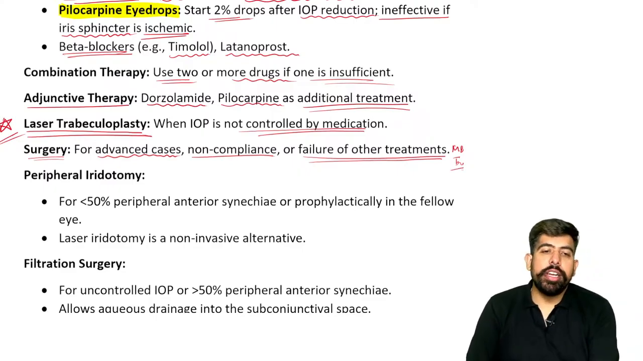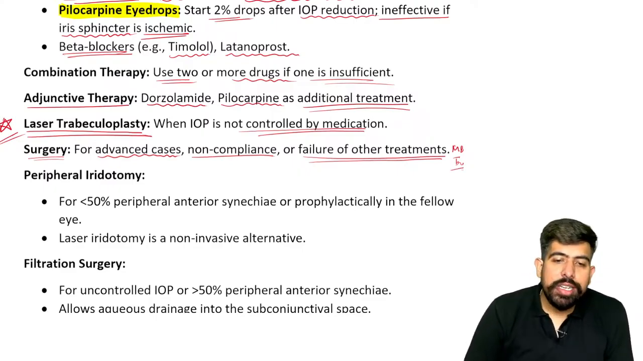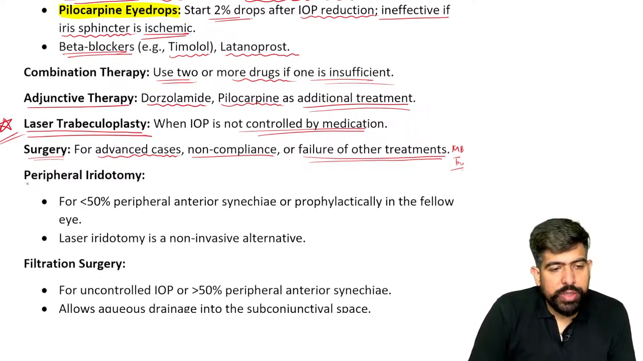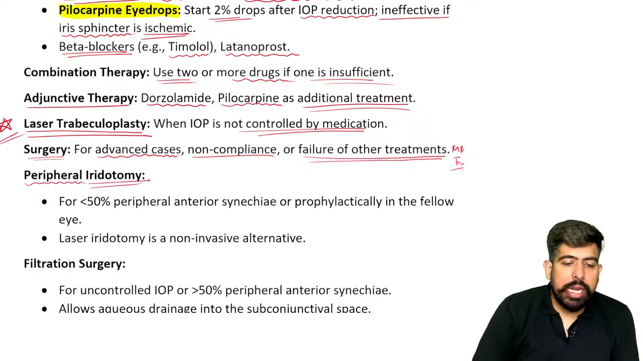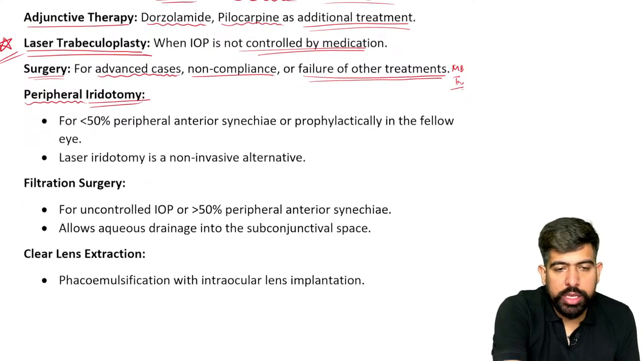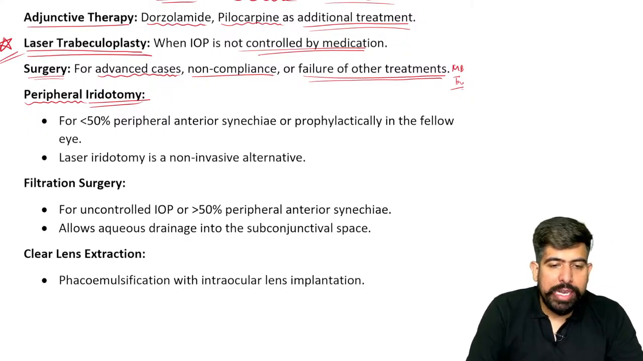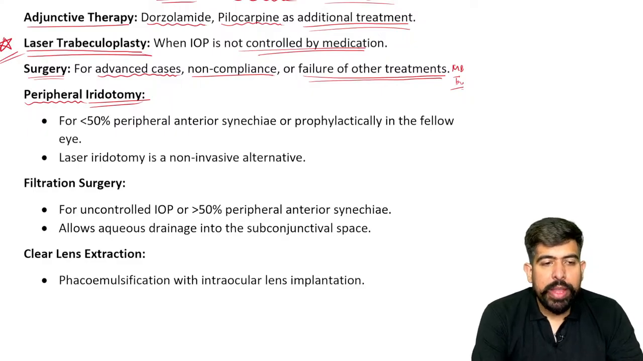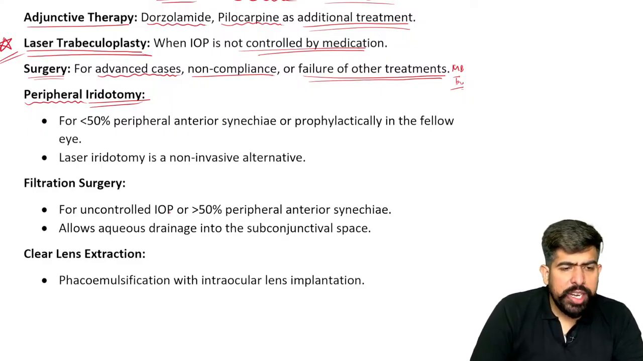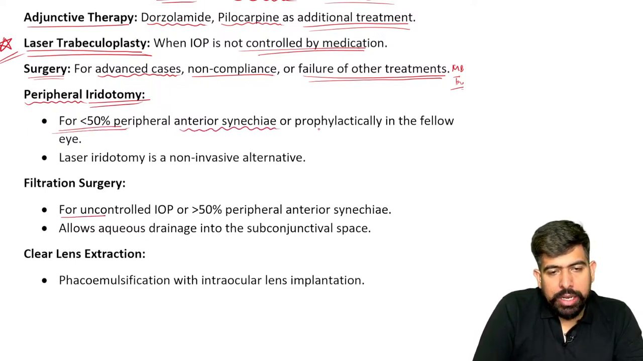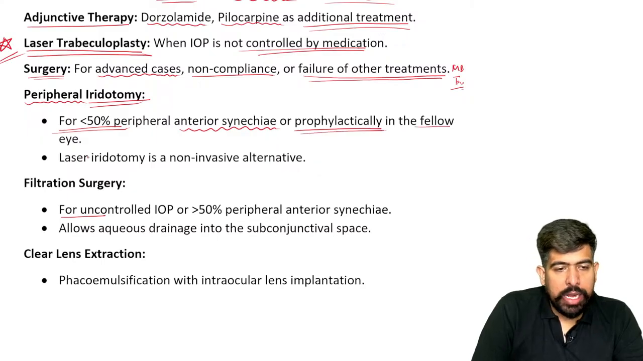If failure of medical treatment is seen, now we have to do the surgical treatment. What is the next? Next we have the peripheral iridotomy. What is this peripheral iridotomy? This is a bypass pathway we are creating, bypassing the pupil. The aqueous humor normally comes from the posterior chamber to the anterior chamber through the pupil. So we are bypassing it for uncontrolled cases with more than 50% peripheral anterior synechiae, or prophylactically in the fellow eye.